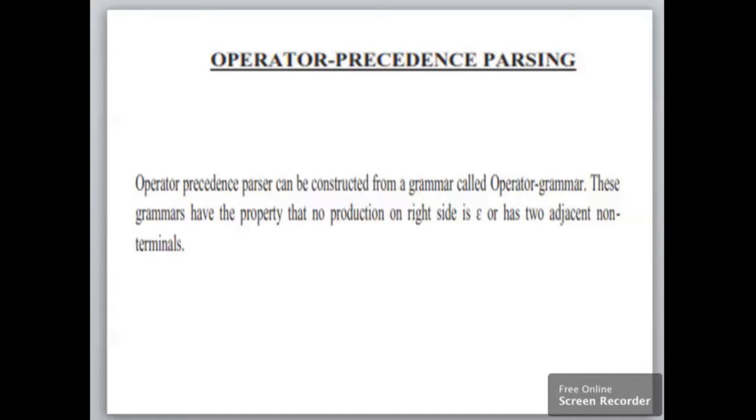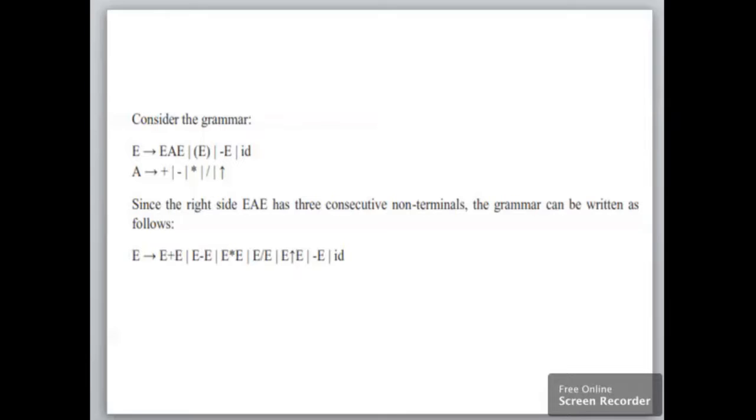Now let me explain with an example. Considering this grammar, E can have the form EAE, bracket of E, minus of E, ID, and A can have the form plus, minus, asterisk. This grammar is not an operator grammar. The reason is that on the right hand side we have two adjacent non-terminals, that is EAE. If I have two adjacent non-terminals, or an epsilon on the right hand side, then that type of grammar is not considered an operator grammar.